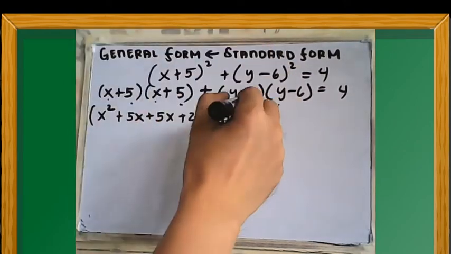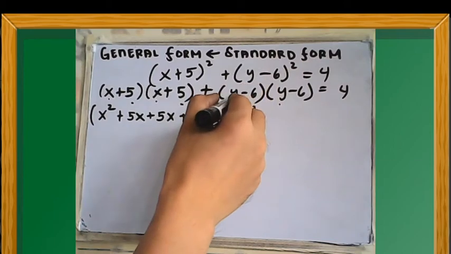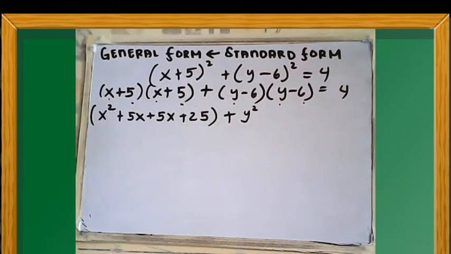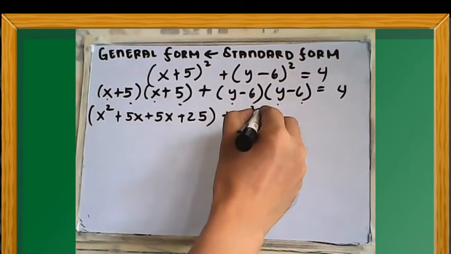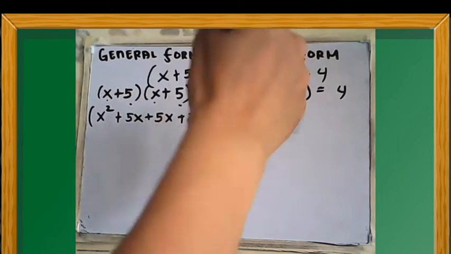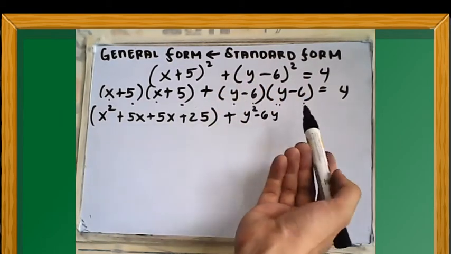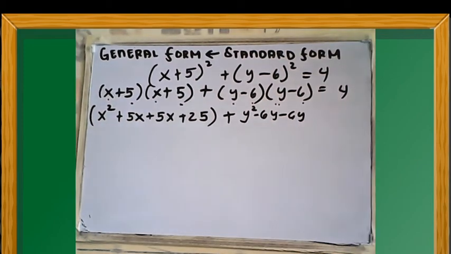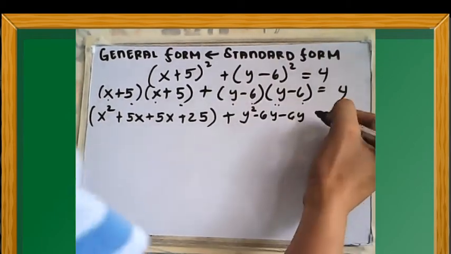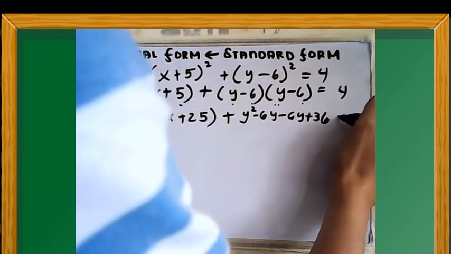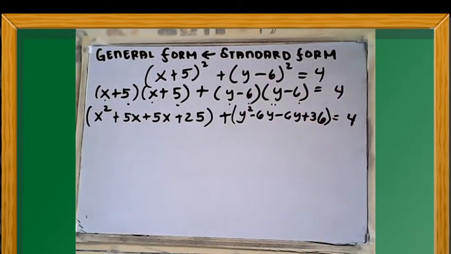first term multiplied by first term is y multiplied by y, or y squared. Outer: y multiplied by negative 6 is negative 6y. Inner: negative 6 multiplied by y is negative 6y. Last: negative 6 multiplied by negative 6 is positive 36, then equals 4. So this is the product of y minus 6 and y minus 6.